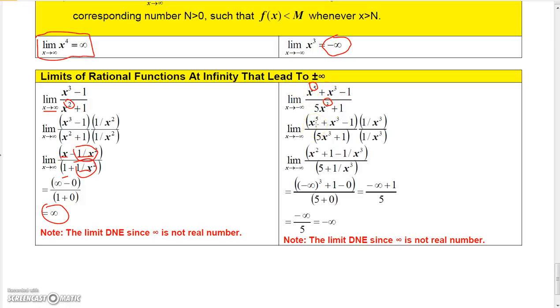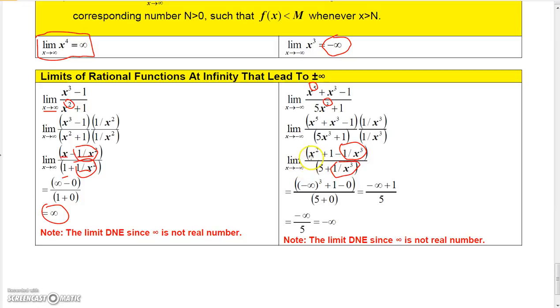Well, x to the fifth divided by x cubed is x squared. x cubed divided by x cubed is 1. Minus 1 divided by x cubed is minus 1 over x cubed. Then on the bottom, 5x cubed divided by x cubed is 5, and 1 divided by x cubed is 1 over x cubed. Now, these two terms are going to go to 0 when x goes to negative infinity.